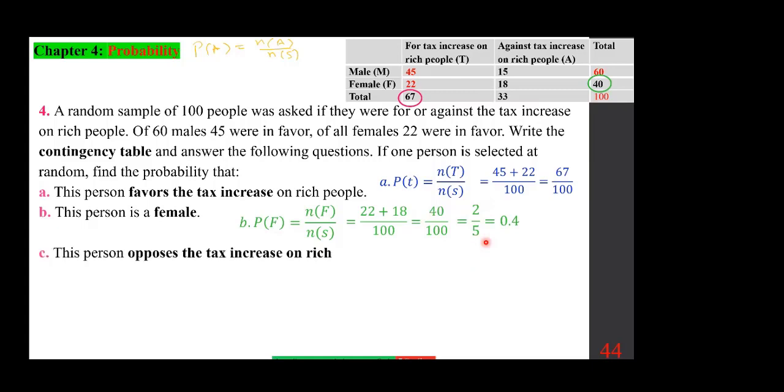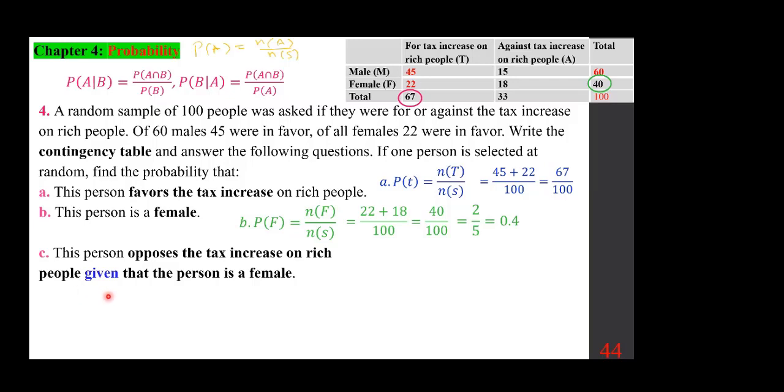This person opposes a tax increase on rich people, given that the person is a female. So the key word is the given, which makes it a conditional probability. By definition, probability of A given B is probability of A intersection B over probability of B.